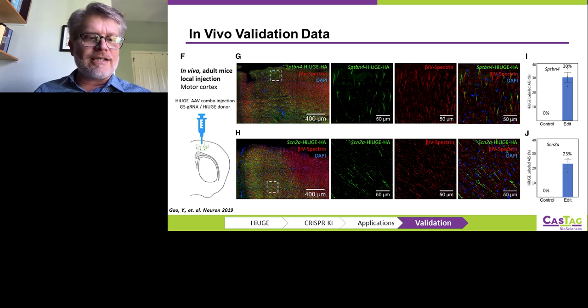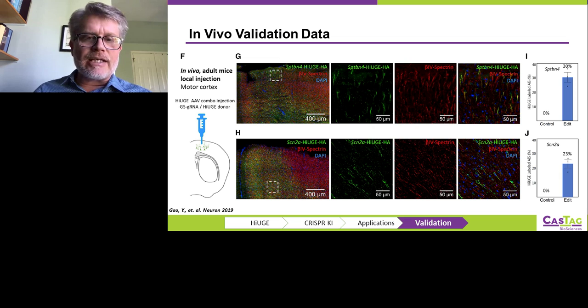We've also validated this in vivo. So this, again, is an example of in vivo. This was an example where we injected the mixed donor as well as the targeting viruses together into the cortex of adult mice, and labeled two different genes of interest that are localized to the axonal initial segments, either beta-4 spectrin or this voltage-gated sodium channel.